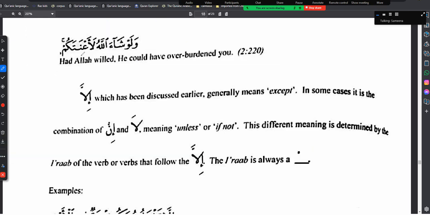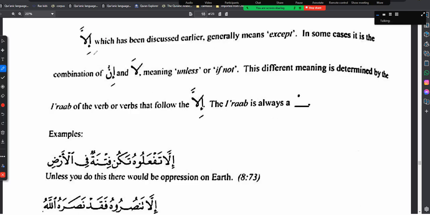وَلَوْ شَاءَ اللَّهُ لَعَنَتَكُمْ. Had Allah willed, this is the conditional article law, He could have overburdened you. La a'natakum. And then the Jawab shart is followed with a lam with a fatha. Illa, which has been discussed earlier, generally means except. In some cases, it is the combination of in and la, meaning unless or if not. So this different meaning is determined by the i'rab of the verb or verbs that follow illa.